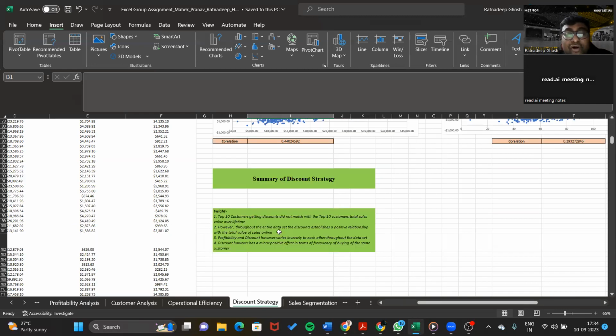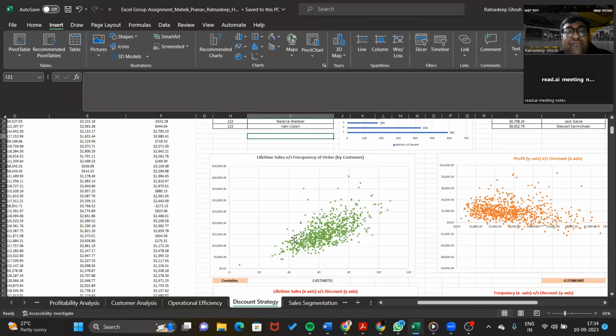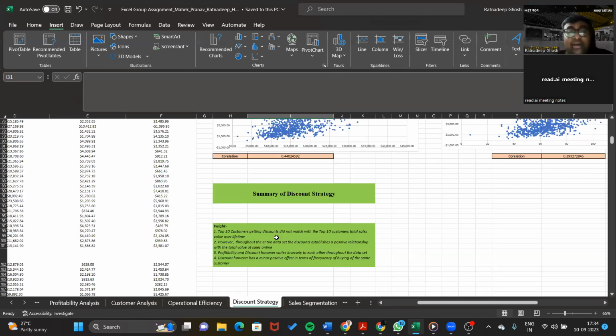These are the insights which I've got from this, which I've mentioned briefly. The first is the top 10 customers getting discounts did not match with the top 10 customers having the total sales value over lifetime. However, throughout the entire data set, the discounts established a positive relationship with the total value of the sales online. Profitability on discount, however, varies inversely to each other throughout the data set. Discount, however, has a minor positive effect in terms of frequency of buying of the same customer.